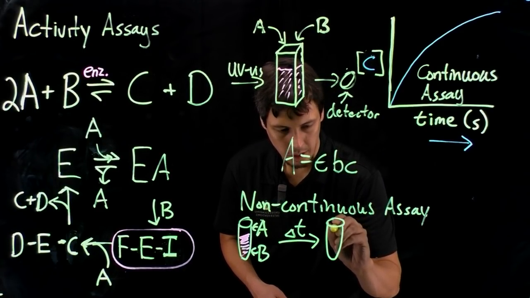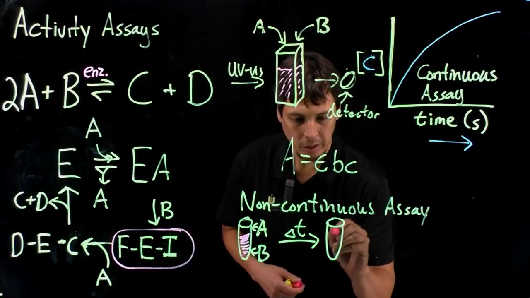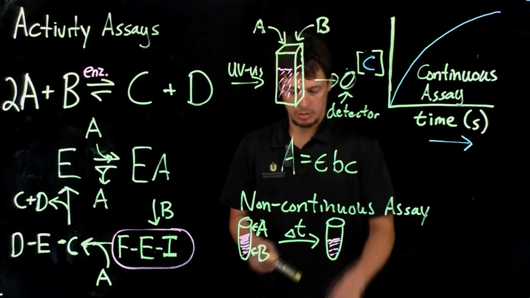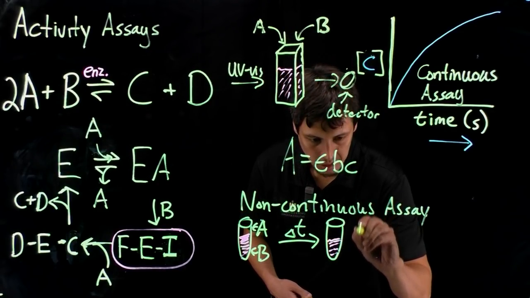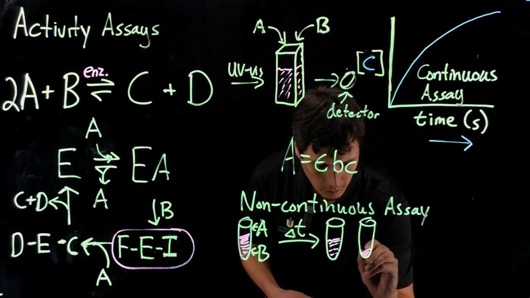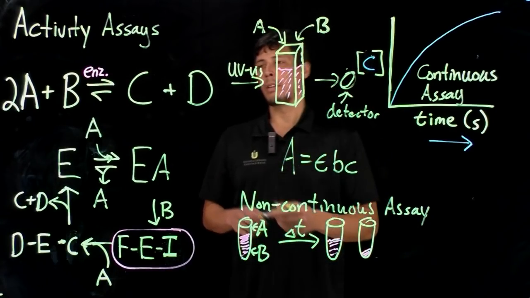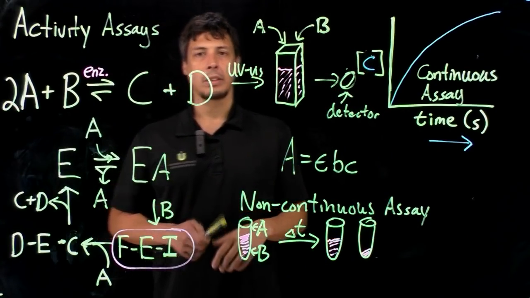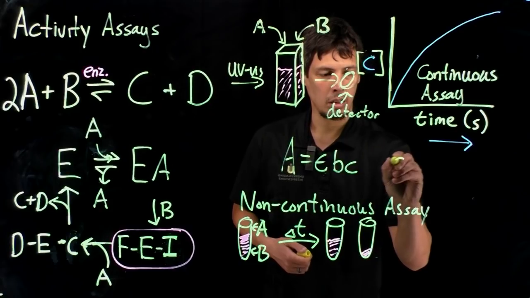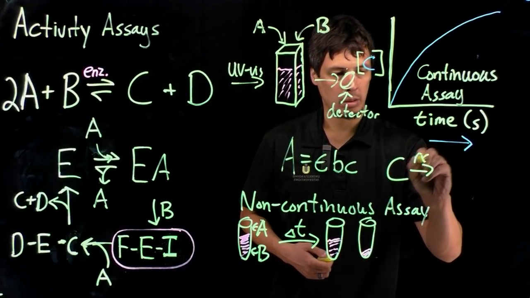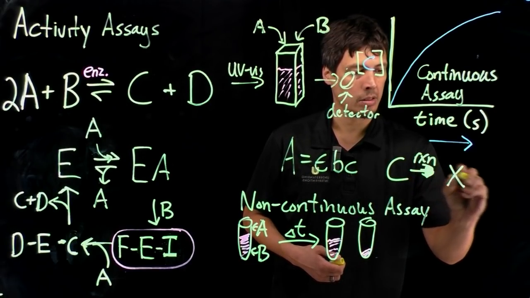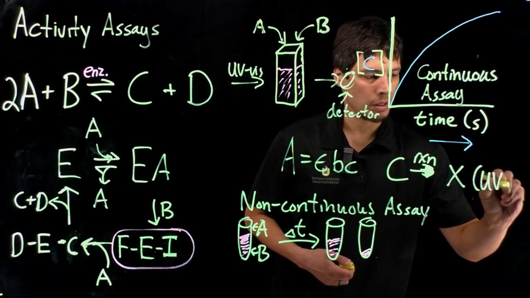Now, if we can't detect this product directly, what we may need to do is take out an aliquot of it. So we lose some of this volume, and we add a small amount of it maybe to another test tube, and say we can't detect C directly. So we have to do, for instance, maybe a derivatization reaction, or some sort of side reaction, where we convert C to some product X, which we can then detect by UV-vis.